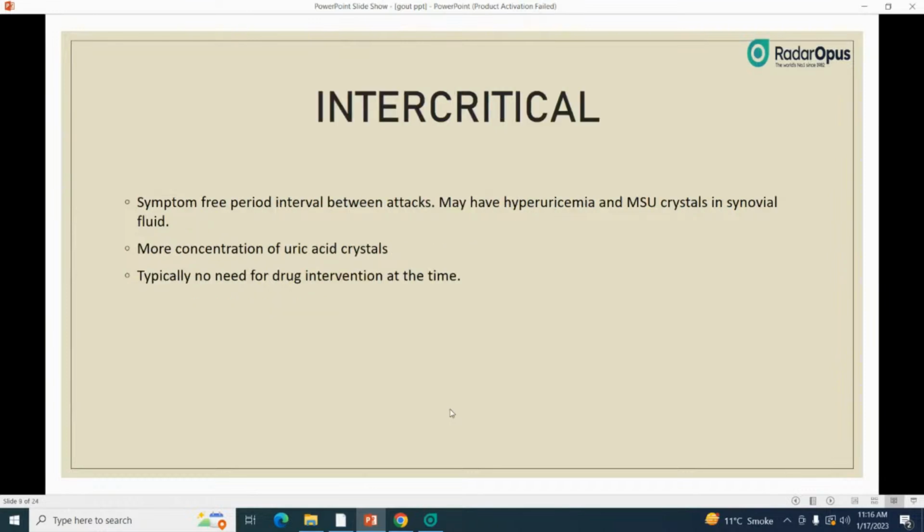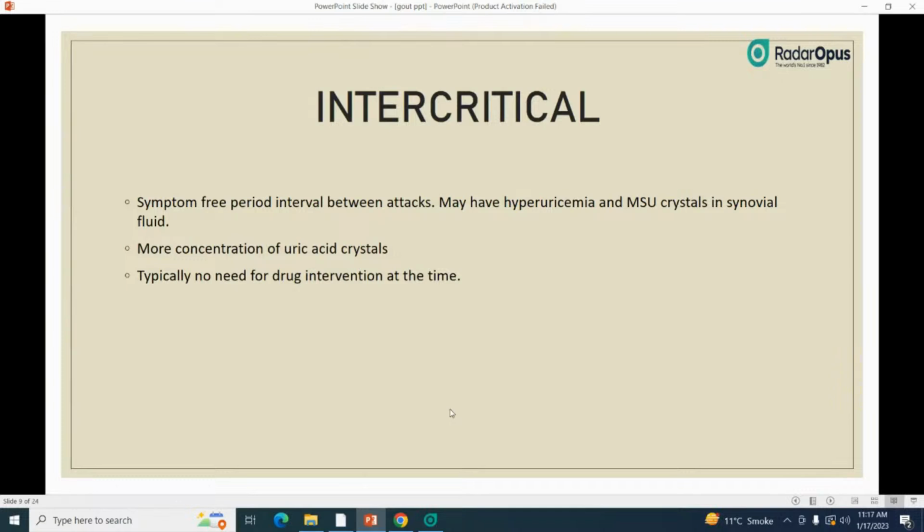Now the next type is intercritical. In intercritical gout, the symptom-free interval between attacks may still have hyperuricemia and monosodium urate crystals in the synovial fluid, with more concentration of uric acid crystals, and typically there is no need for drug intervention at this time. Mostly a second attack occurs within 1 year. The frequency of attacks gradually increases with more joint involvement and joint damage.